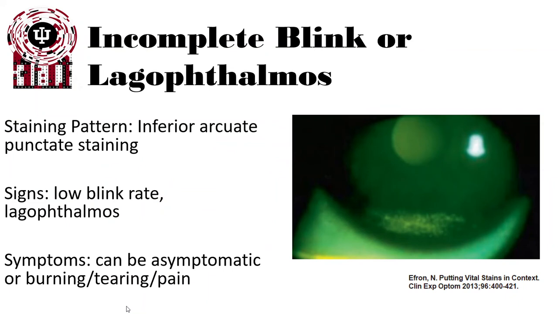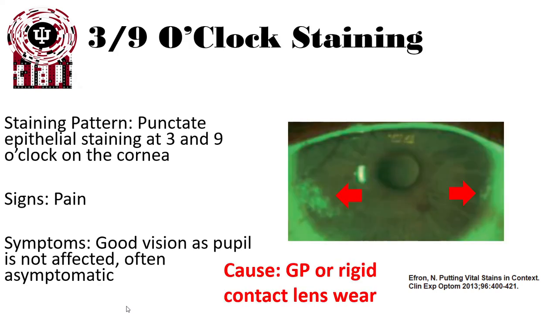One of those examples is incomplete blink or lagophthalmos. If the eye doesn't blink completely or the lids are sticking out a little bit, we don't have a proper seal on the cornea, and the cornea is exposed, leading to exposure keratopathy. The staining patterns, again, are just like before, inferior arcuate punctate staining. And we can see low blink rates in these people as well as lagophthalmos. They can be asymptomatic, or they could have burning, tearing, and pain. That's dependent on how long they've had these defects. The longer they've had the irritation, the more the nerves have adapted to it and downregulated, so they'll have less pain. The newer the lesions are, the more pain they'll have.